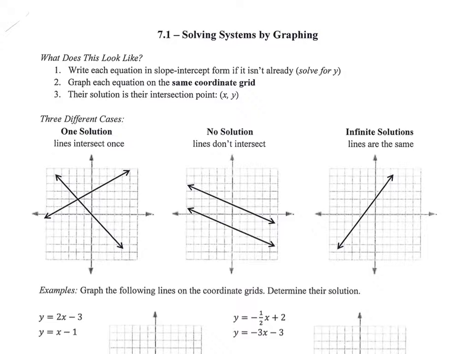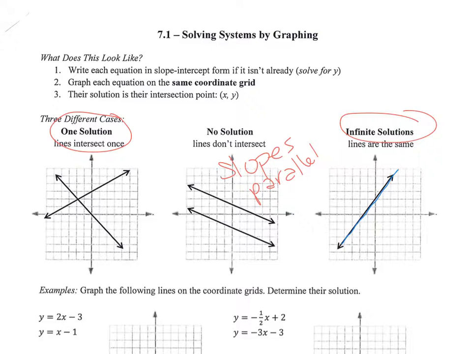Now, in a linear function, you can have two lines that intersect once. That's called one solution. You can have two lines that never intersect because, remember, the slopes are parallel. In that case, there's no solution. And you can have two lines that intersect infinitely because they are the same. So if you had this black line and this blue line, there's an infinite number of solutions.